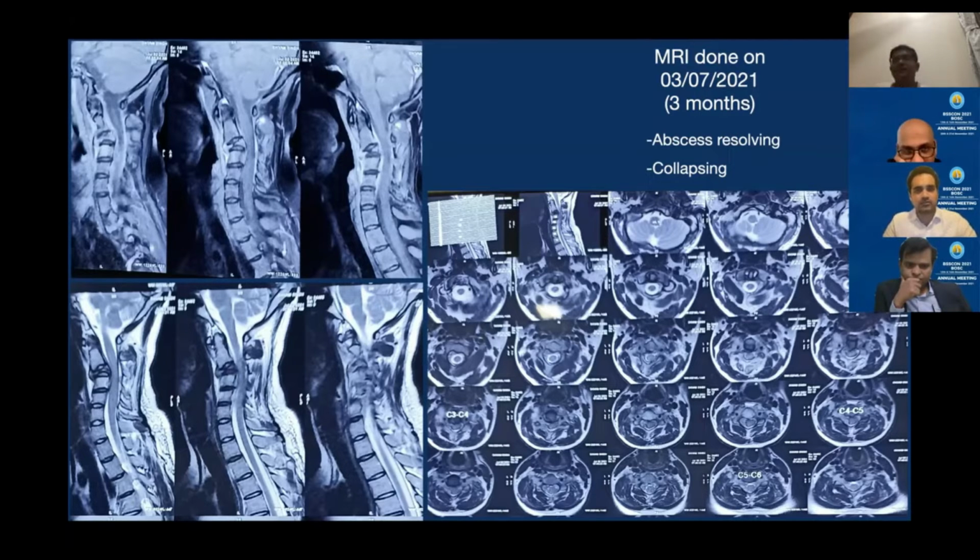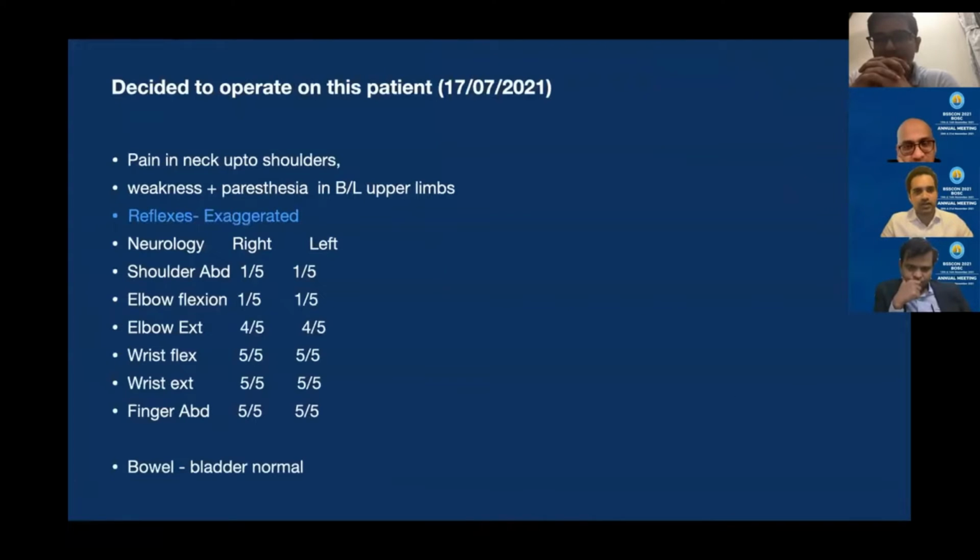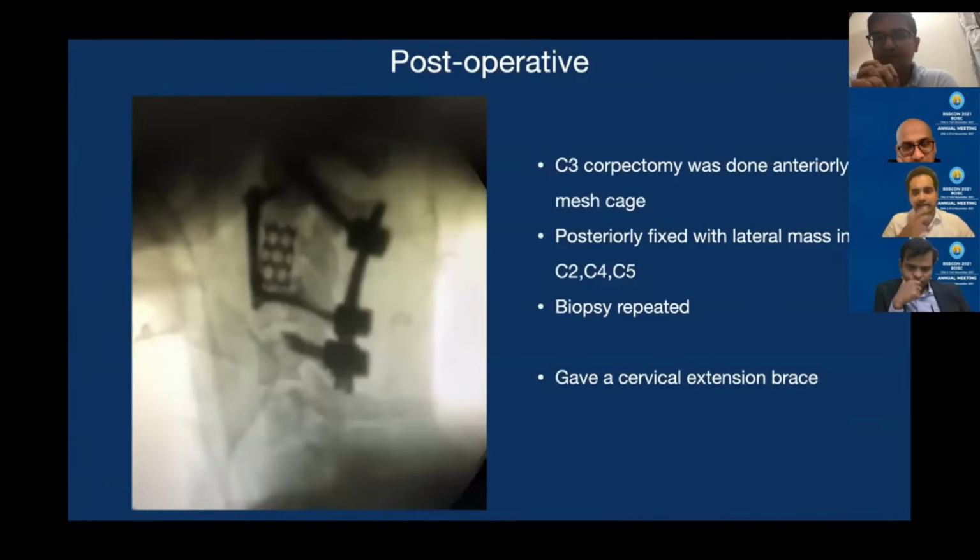Okay. So we do both. Yeah, so, of course. So we decided to operate upon this patient, and we did a C3 corpectomy with an anterior mesh and plate, and posterior lateral mass fixation at C2, C4 and C5 levels. Open biopsy was done at this stage, and we gave the patient a cervical extension brace. So this is what we would have done.